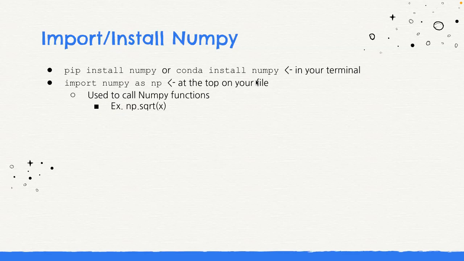When you use NumPy, it's a module in Python. It's not built into Python, so you have to import it at the top of every file. Whether you're working in VS Code or Jupyter Notebook, you always have to include the line import numpy, and you can say as np, which is an alias, so you don't have to write numpy all the time. And you use this to call numpy functions. For example, if you want to take the square root of an array or anything, you can use np.sqrt(x).